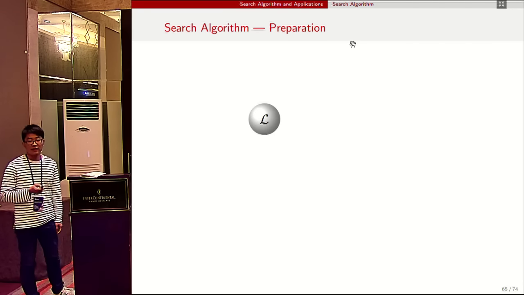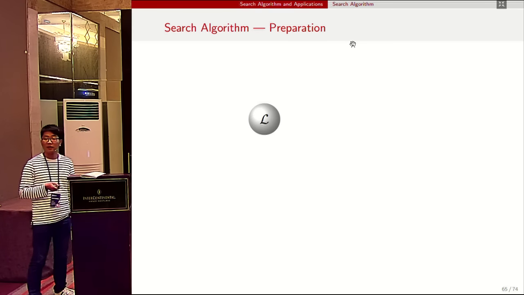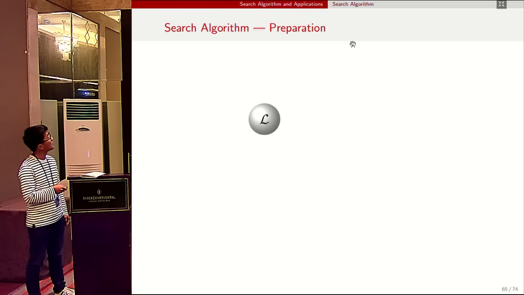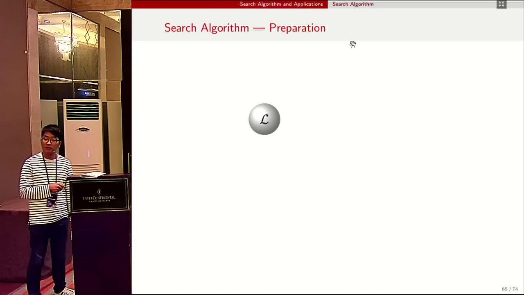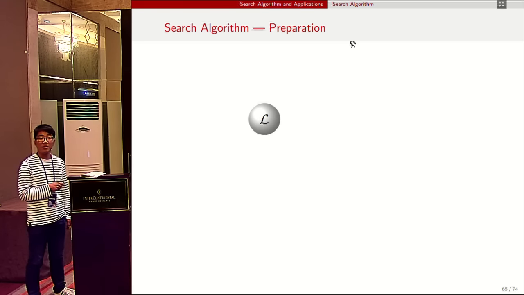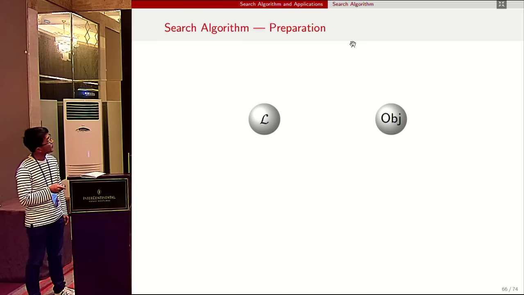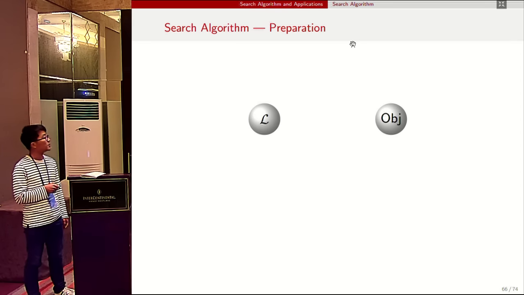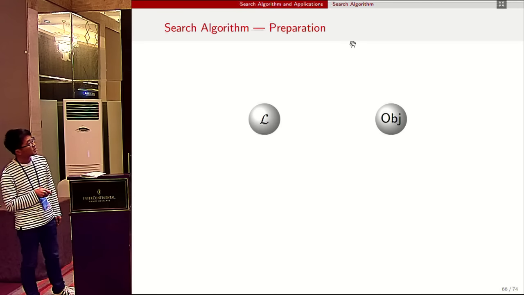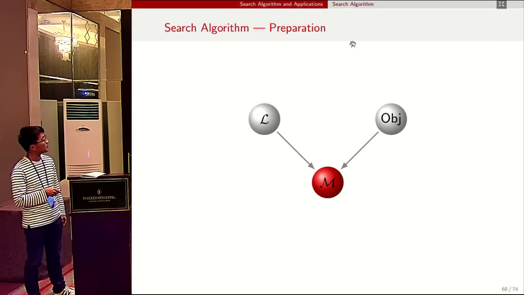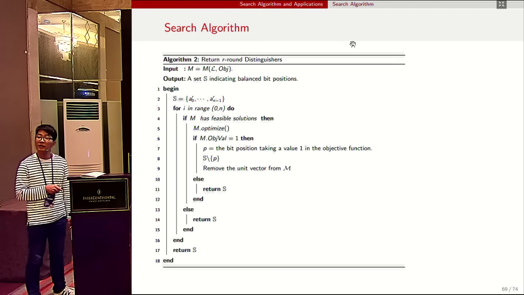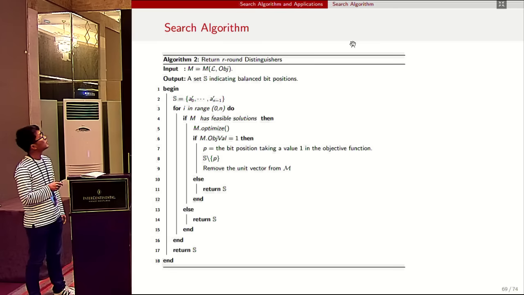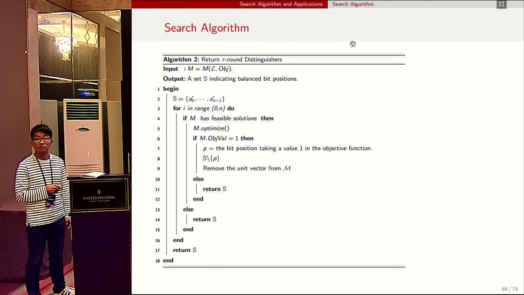So now for any block cipher, given an input division property, we can construct a set of linear inequalities to describe the division property propagations for the input division property. And then we set the sum of the coordinates of the last vectors as the objective function. Combining this set of linear inequalities and the objective function, we can get a MILP model. And this model will be the input of the search algorithm.